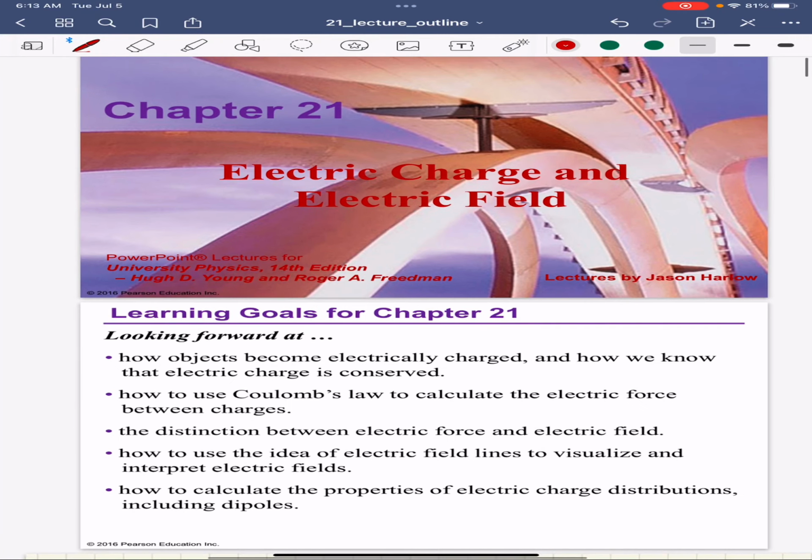Okay, chapter 21, we are going to talk about electric charge and electric field. We will learn today how to calculate a force between two charges, and how to calculate the electric field resulting from a charge. Either this is going to be a point charge or a distribution of charges. All the chapters are going to come in short lectures, because it's easier for me to upload.